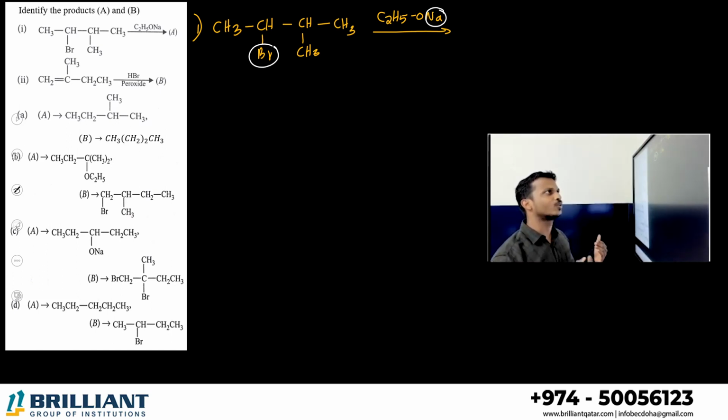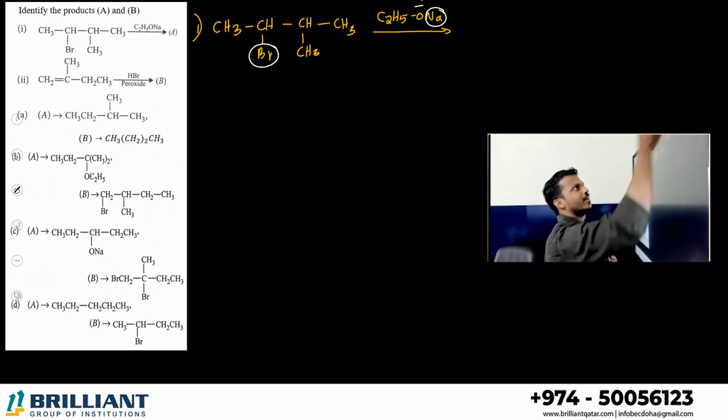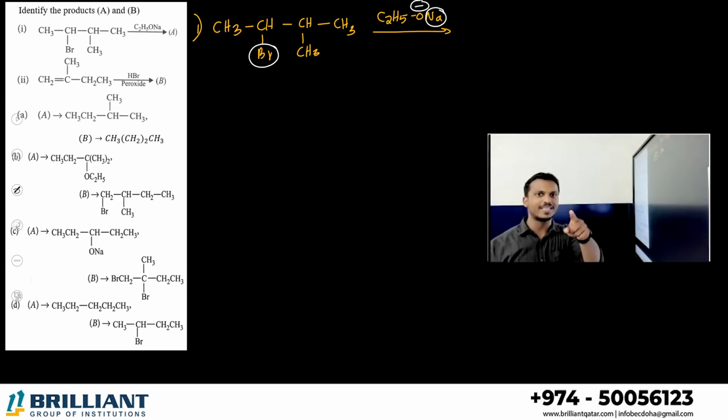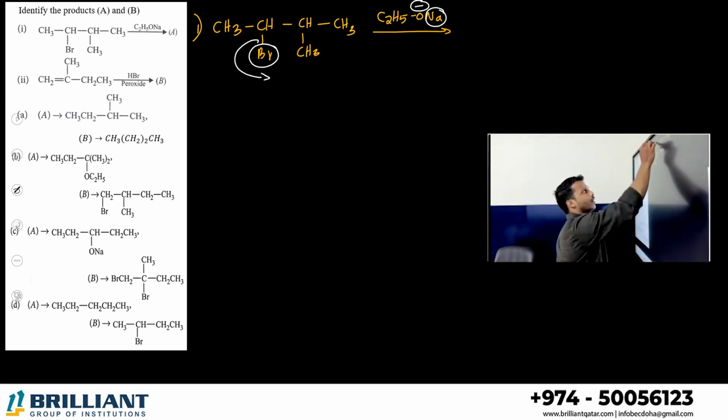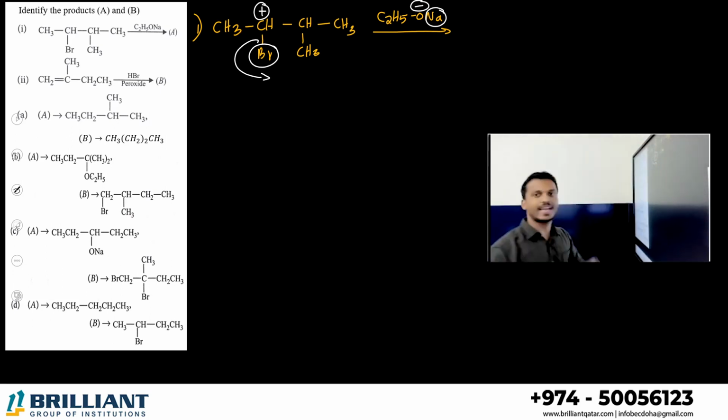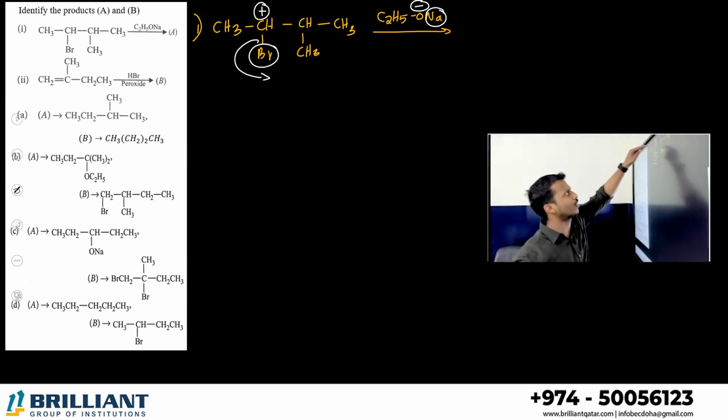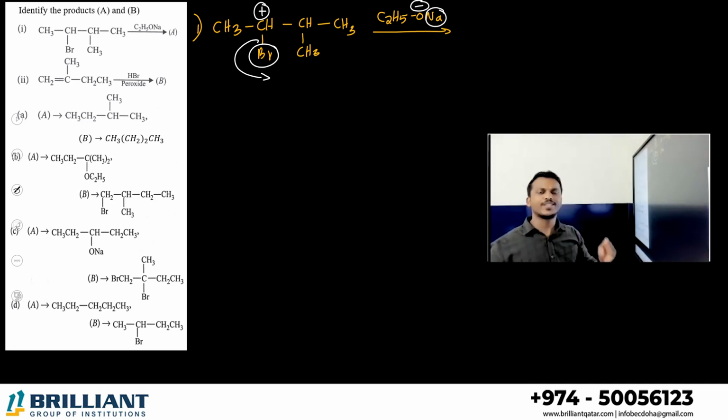If you directly add OC2H5, this is the nucleophile, right? C2H5O minus is the upcoming nucleophile. If the bromine leaves from this carbon, what do we get? A secondary carbocation, because that carbocation is directly connected to two carbon atoms. Please check whether that carbocation can be made into a tertiary one or not. Yes. How?